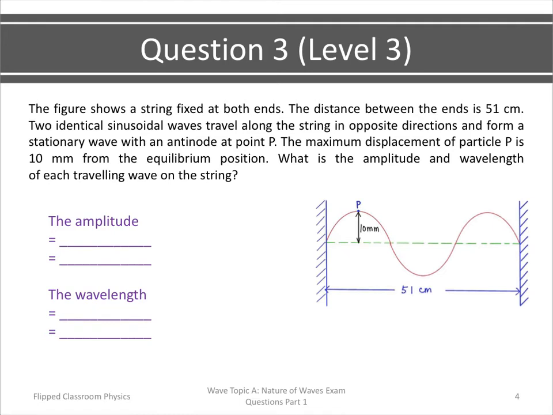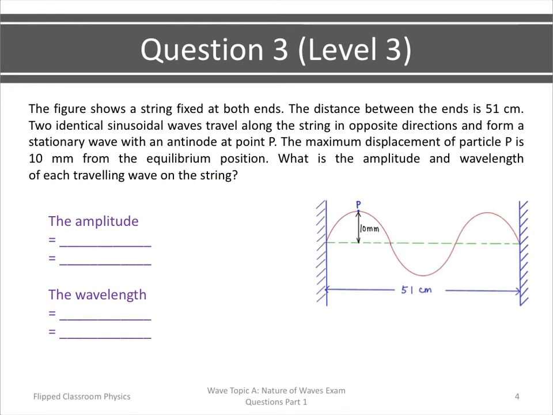Question 3. The figure shows a string fixed at both ends. The distance between the ends is 51 cm. Two identical sinusoidal waves travel along the string in opposite directions and form a stationary wave with an antinode at point P. The maximum displacement of particle P is 10 mm from the equilibrium position. What is the amplitude and wavelength of each traveling wave on the string?